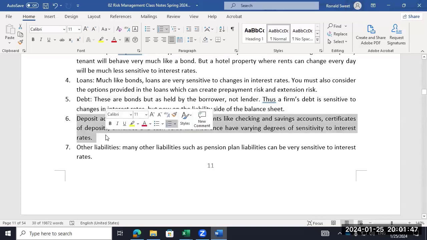Deposit accounts, we're going to talk about them a little bit. They're tricky. They're really, really tough. I'll talk about what we had to go through at USAA.